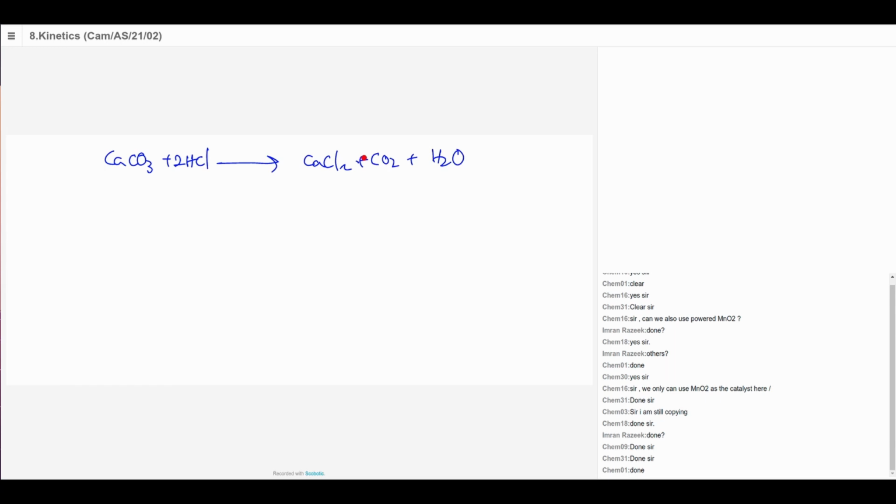You have to carry out the reaction twice, once with larger particles of calcium carbonate, and the second experiment with tiny or smaller powdered particles of calcium carbonate. When you powder it, the surface area increases. In both experiments, we have to maintain the same volume and same concentration of hydrochloric acid. When you look at the equation, you can see again a gas is produced, so you can collect the gas in a gas syringe and do the experiment.